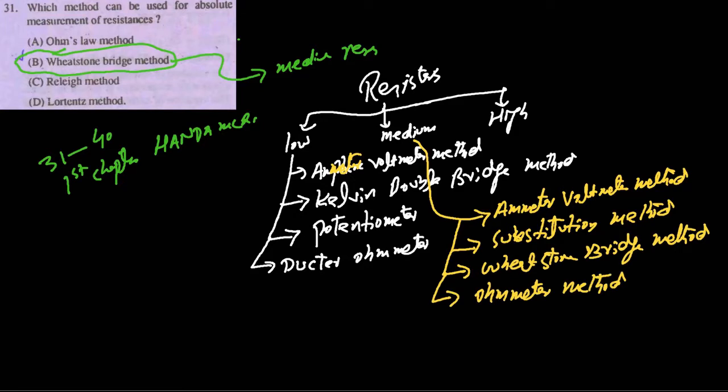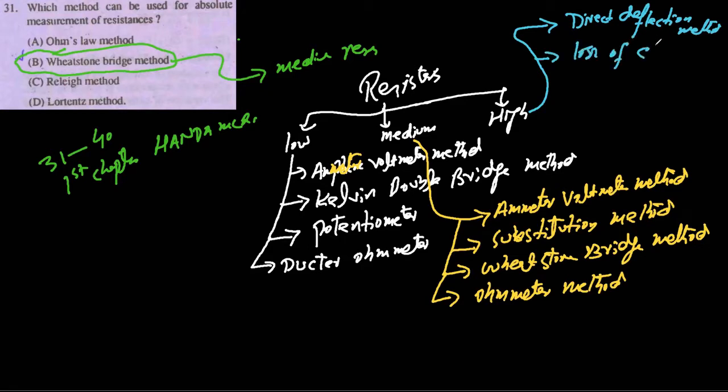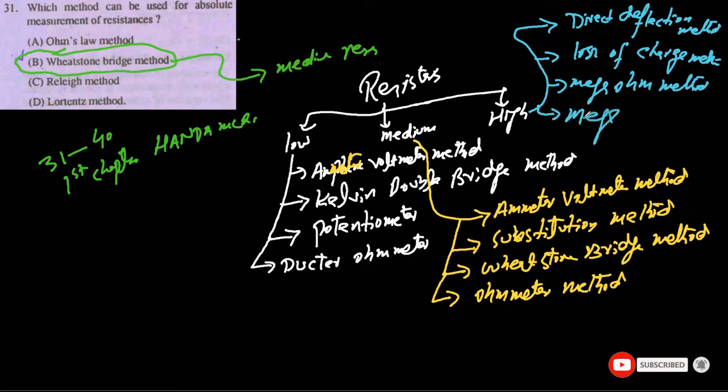Now let's come toward the high resistance. So high resistance, you can measure it by using the direct deflection method. You can measure it by using the loss of charge method. You can measure it by using the megohm method. You can measure it by using the megger. So these are the different methods through which you can measure the different resistances.